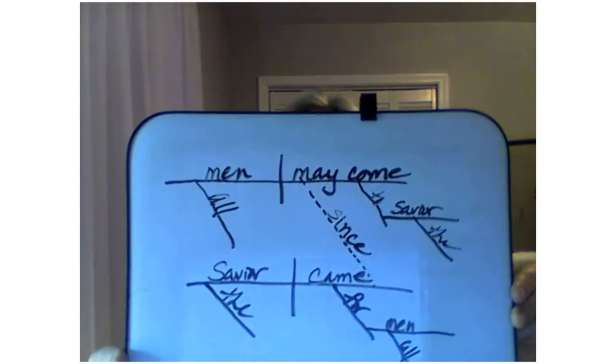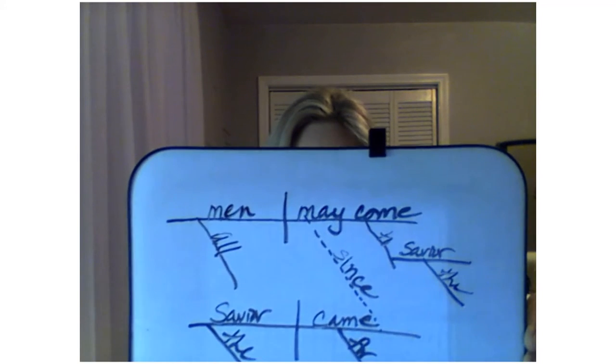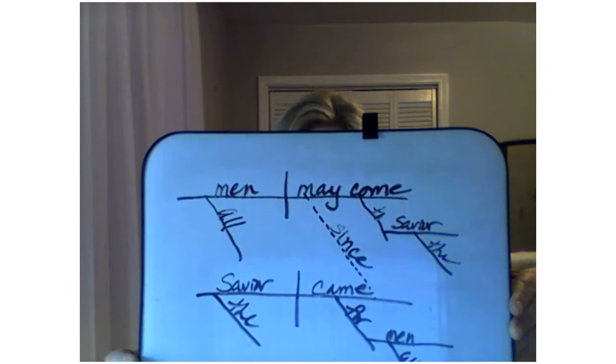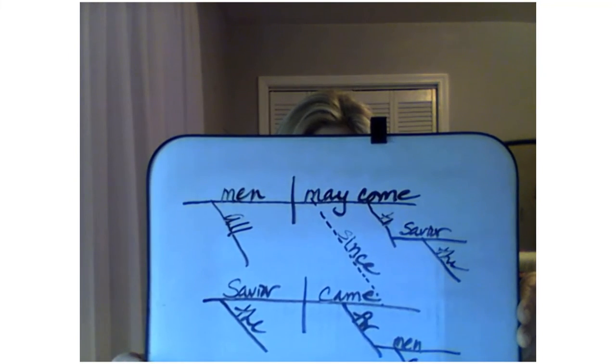Are you ready? Ready to check it? Is this what you did? I hope you put the dotted line between the verbs may come and came, and that you put since, your subordinate conjunction, on the dotted line. Did you get it? I hope you did. All right, let's try. We're not going to do all 10. We're just going to do 2 more. So let's look at number 5.